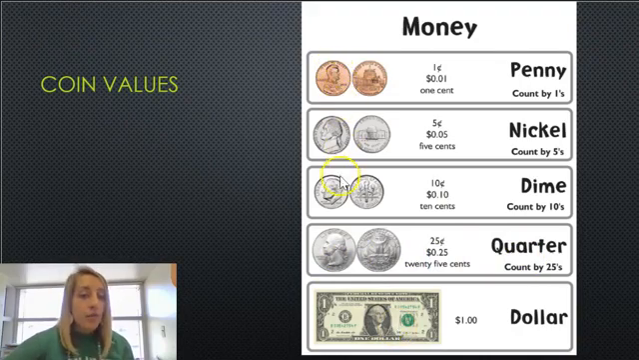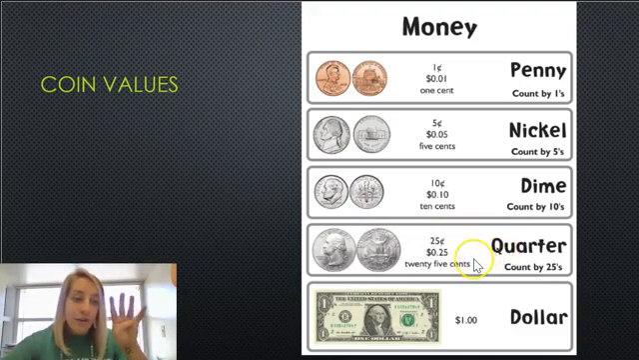Then we count these coins by their value. So pennies are counted by ones. Nickels are counted by fives. Dimes are counted by tens. And quarters are counted by 25s. I hope you remember how to count those quarters. 25, 50, 75, $1. So when we see 4 quarters, we know that means $1.